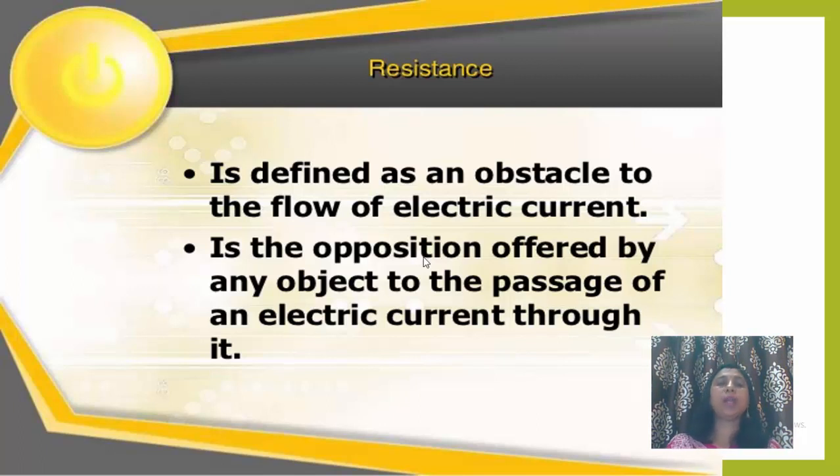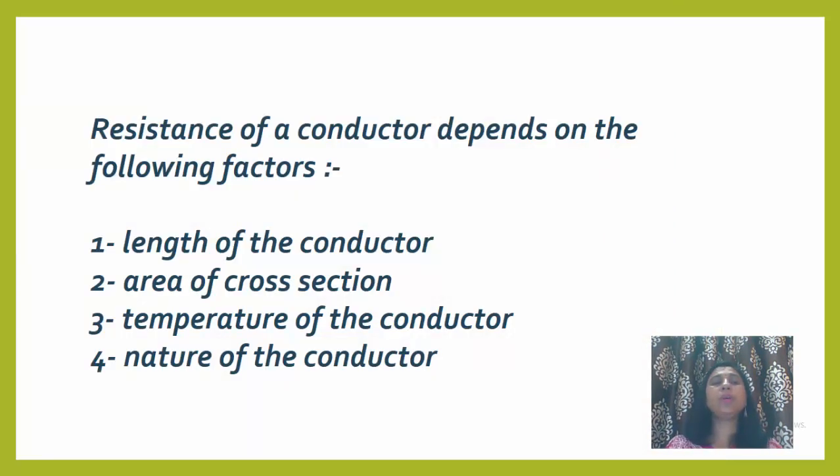In Ohm's law we studied that R is the constant of proportionality, and this is resistance. Now resistance of a conductor depends on the following factors. Number 1 is the length of the conductor. Number 2, area of cross section of the conductor. Number 3, temperature of the conductor. And number 4, the nature of the conductor, that is, of what material this conductor is made of.